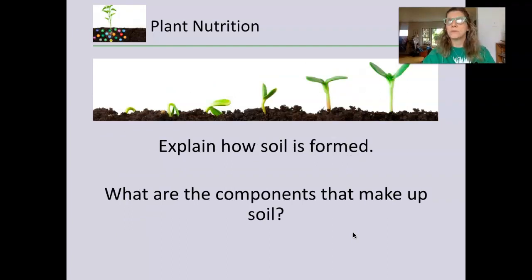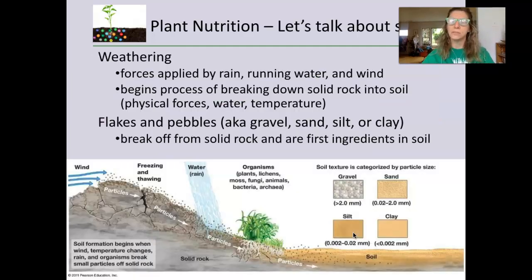Now that we've talked a little bit about nutrients, we will return a little bit to talking about soil, because soil is part of the story, right? The plants are growing in soil for the most part, right? Unless they have different adaptations. So what are the components that make up soil? Soil is super important naturally for the growth of plants.